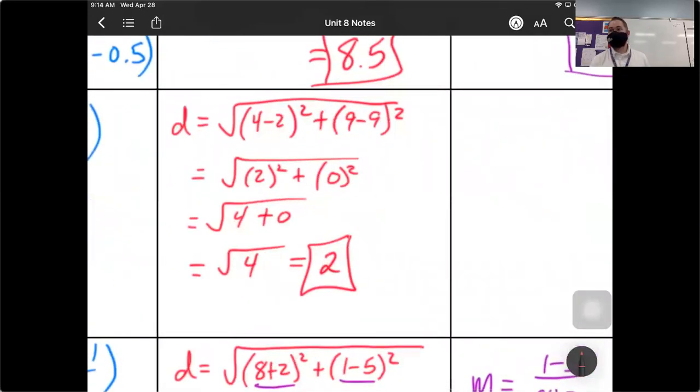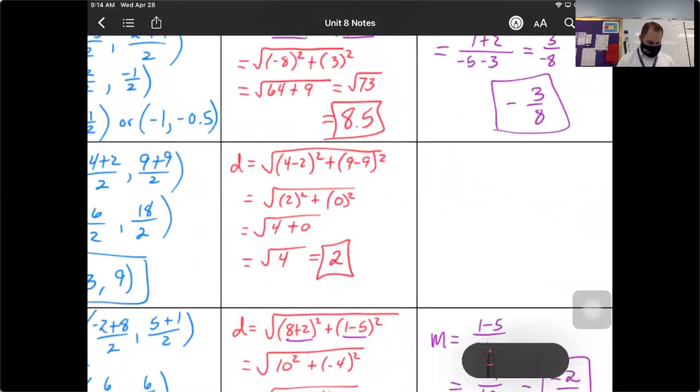If you have the graph, you can only count horizontally or vertically. If they're diagonal at all, if there's any kind of a slope other than 0 or undefined, then you can't count. All right. So let's talk about slope now.